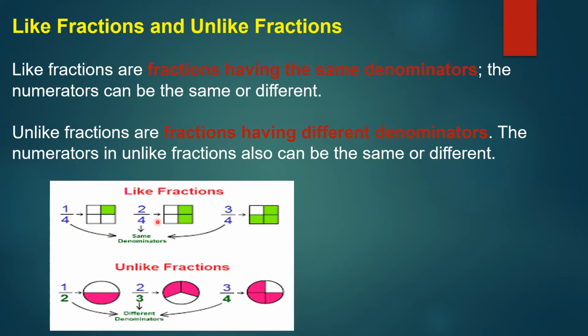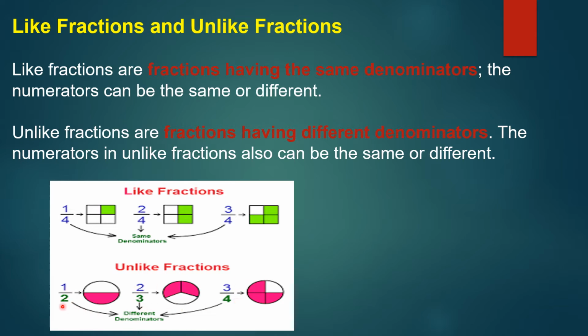Now let us have an example. 1 by 4, 2 by 4 and 3 by 4. These are examples of like fractions, because what about the denominators? The denominator is 4 in all three cases. That means the denominators are same. Therefore, these three fractions will come under like fractions.